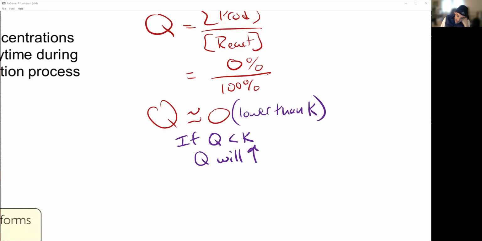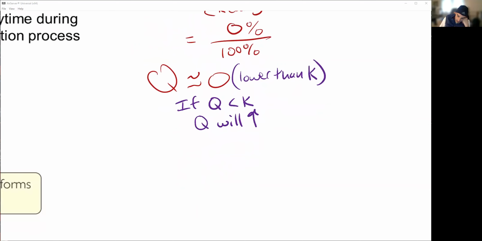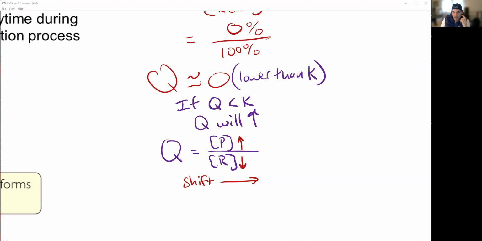What exactly does that ultimately mean? In order for Q to increase, I need, again, products over reactants. I need to increase the amount of products and decrease the amount of reactants, which means the whole reaction is going to shift to the right. It's going to shift to products in order to produce more products. Does that make sense? I hope it does. So if I have 100% reactants, we're going to shift to the right anyway because we have to reach equilibrium.